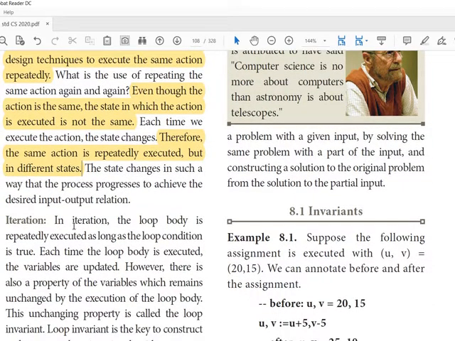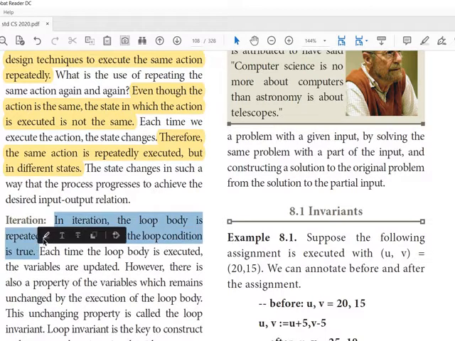In iteration, the loop body is repeatedly executed as long as the loop condition is true. This is the important point. We know that iteration is repeating steps many times. How many times is it going to be repeated? There is a condition to decide how many times the steps are repeated. If the condition is true, it will repeat, and it will keep on repeating as long as the given condition is true.